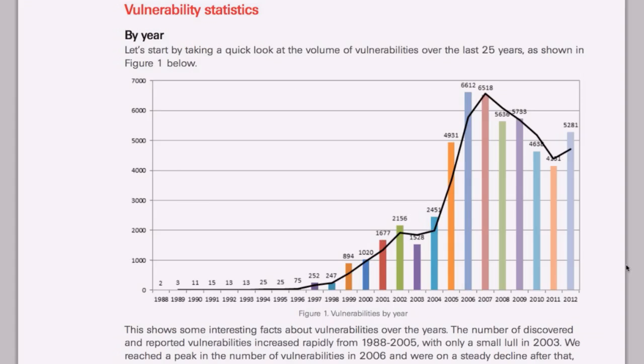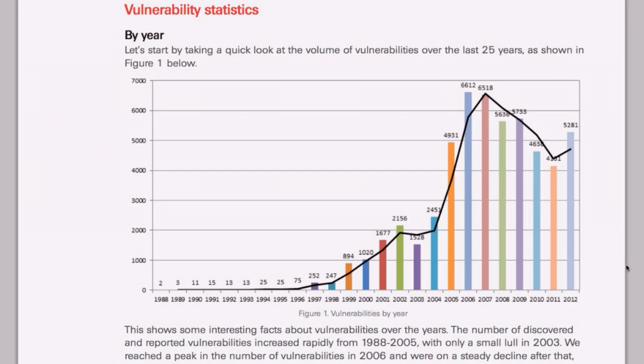Yes. So anyway, they basically went through the last 25 years, which is 1988 through 2012, and graphed a bunch of stuff. Boy, the late 80s were quiet. There were 2 in 1988. Yeah, well, they didn't have the traction they have now either.